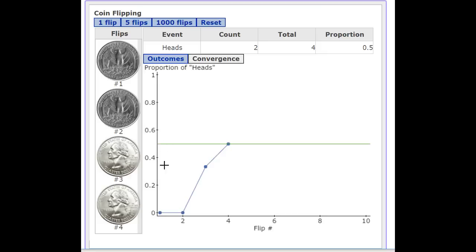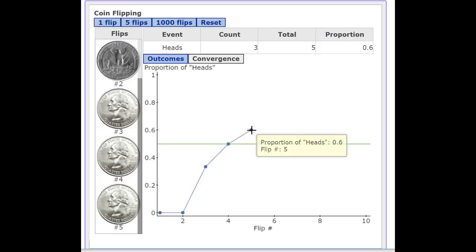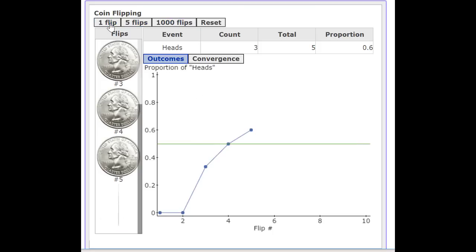So as you saw, with just 2 flips, that was really far away from 50%. Even at 3 flips, it wasn't that close. Finally at 4 flips, it was exactly at 50. But if you didn't know the answer was 50, then you might keep going, and then you would be off. Now with 5 flips, you would be at 3 heads in 5 flips, so the proportion of heads is 60%. And you would flip it again, and oh, you're back to 50%.